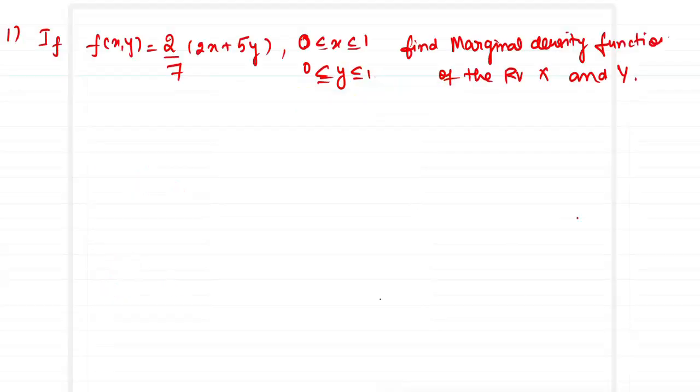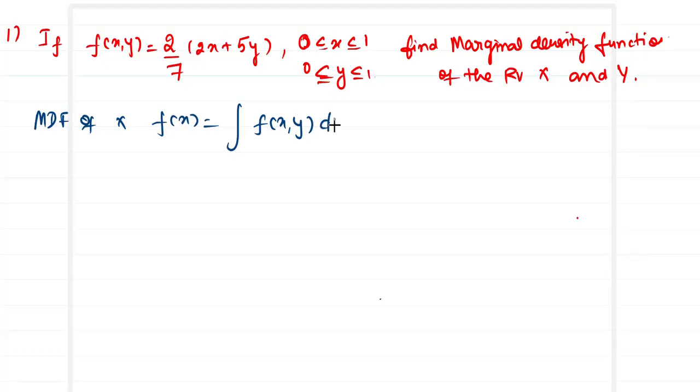Now we will try to quickly fix this to a problem and estimate the marginal density functions of x and y. Let us find the marginal density function of the random variables x and y for the given function f of x comma y, given as 2 by 7 times of 2x plus 5y, where x varies between 0 to 1 and y varies between 0 to 1. We will recollect the formula required. The marginal density function of the random variable x, which is given as f of x, is the integral of f of x comma y with respect to the variable dy, because opposite poles attract each other.